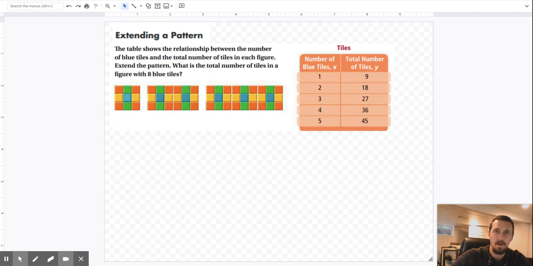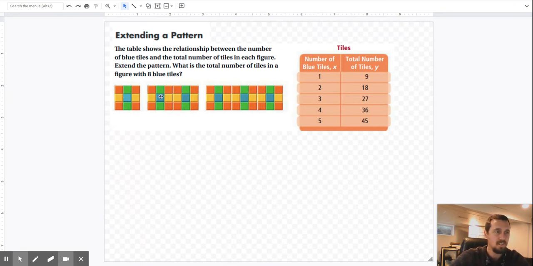Okay, we are on the last video for this lesson. And the last thing we need to do is look at how to use an equation to extend a pattern. So we're going to look at the same situation we looked at in the last example. But this time we're going to use an equation to answer what is the total number of tiles in a figure with 8 blue tiles.